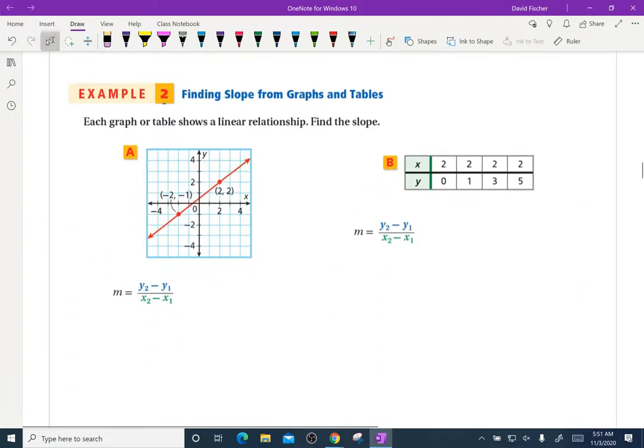So here we have 2 coordinates on our graph. Honestly, if they gave me a graph and told me to find a slope, I would do what we were practicing yesterday. I would say it goes up 1, 2, 3. My rise is 3, and my run is 1, 2, 3, 4. So I know my slope on this one should be m equals 3/4. But let's practice using the coordinates just to see if we come up with 3/4 as well.